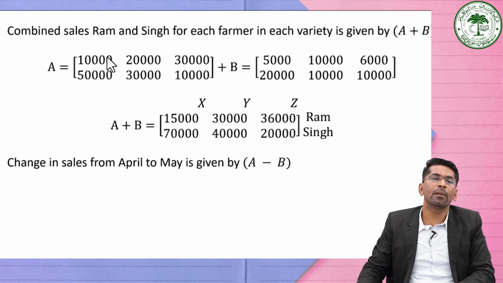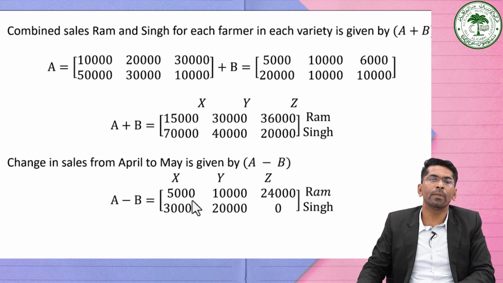So 5,000 subtracted from 10,000 is equal to 5,000. 20,000 minus 10,000 is equal to 10,000. 30,000 minus 6,000 is equal to 24,000. And accordingly, the remaining elements of A minus B can be found. This result shows the changes in the sale from April to May by Ram and Singh.